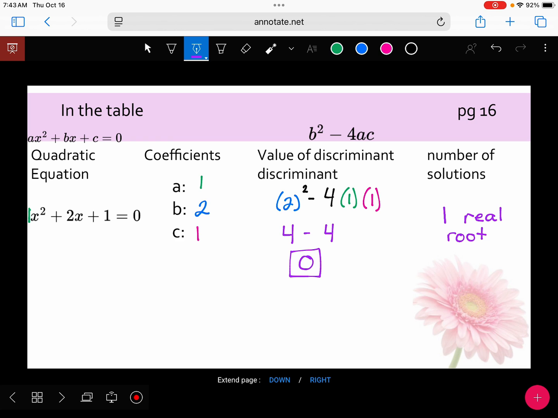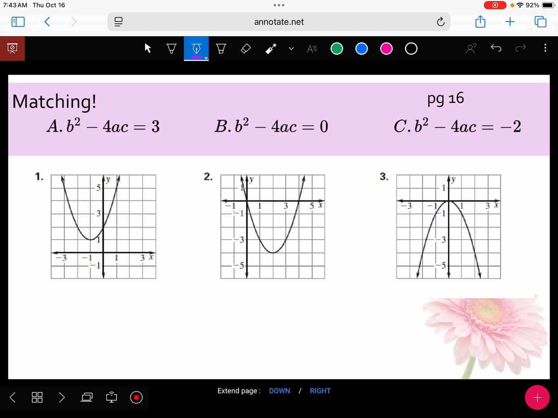Because the bottom half of this page gives us 3 different discriminants and 3 different graphs, and we're going to match them, is what we're trying to do. So we have these 3 pictures. And we have these three discriminants that they've given us. They're just telling us the value. They're not telling us A, B, and C. So we're going to look at our discriminants and our pictures and see what things we can match up.